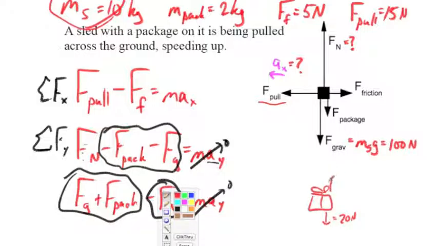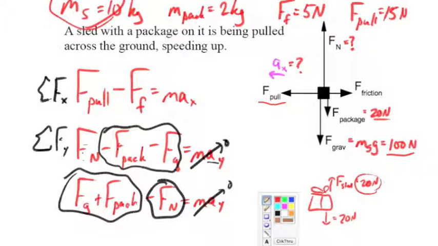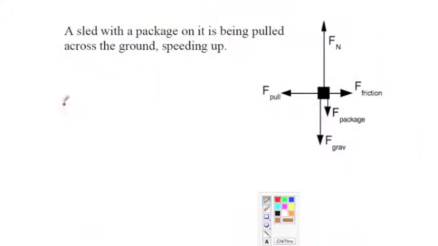So what does the force of the sled have to be up on it? 20 newtons. Well, if the sled pushes up on the package with 20 newtons, the package is pushing down with 20 newtons. So, okay, 20 newtons for the package, 100 newtons for the sled. What does that mean the normal force has to be? You've probably already figured this out, but let's actually use the equation.